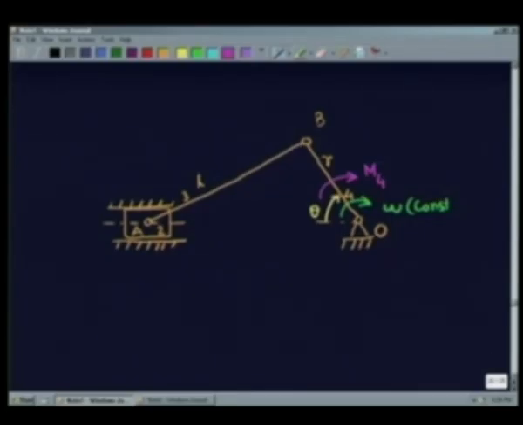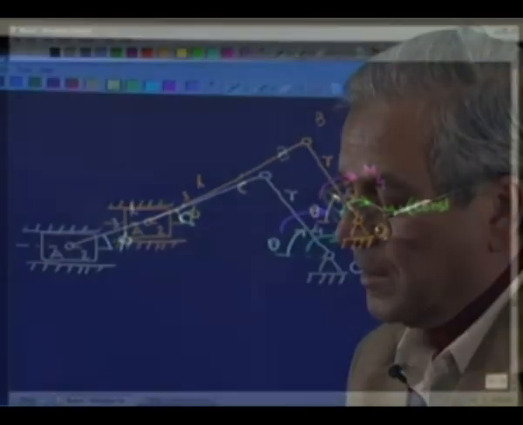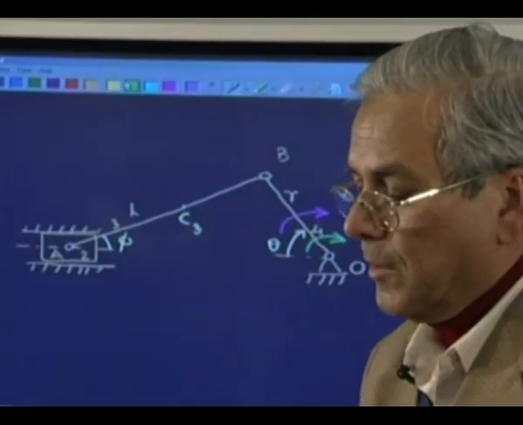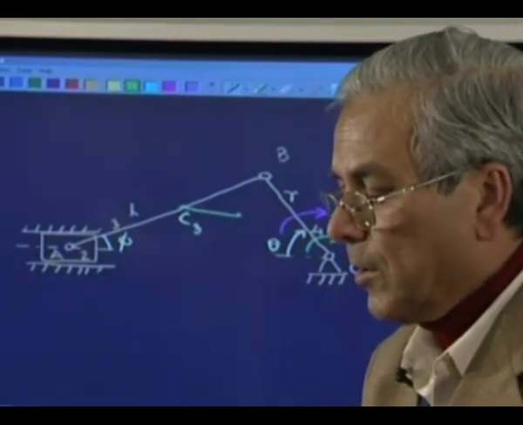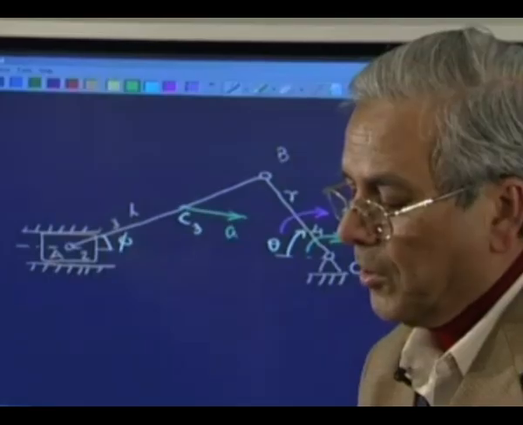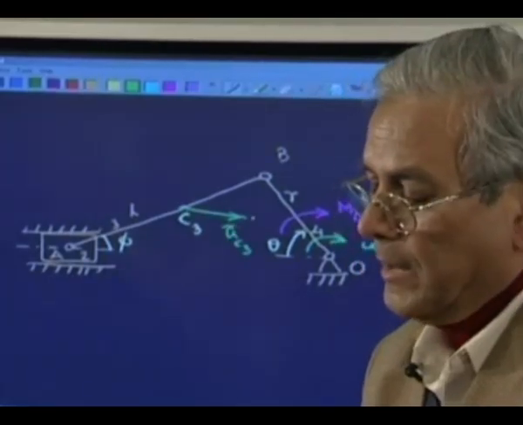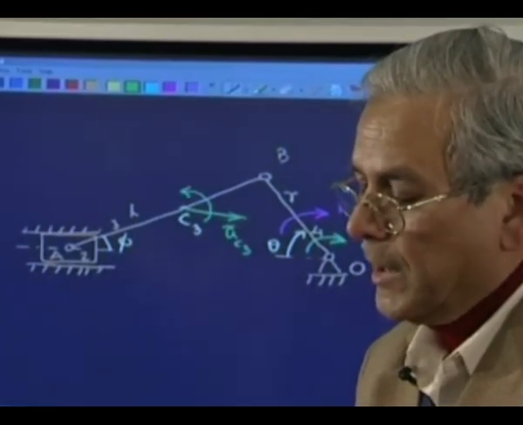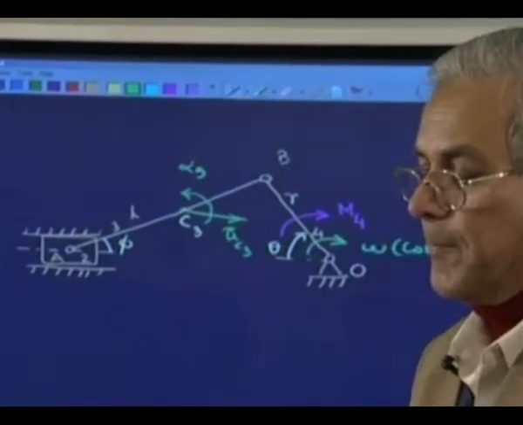The first step we have to do in solving this problem is determine the linear acceleration of the center of mass, which we call AC3, and the angular acceleration of this link, which we call alpha 3. Now that is a problem of kinematics, which we have solved enough number of problems, and we can solve these quantities once the velocity of this is given.